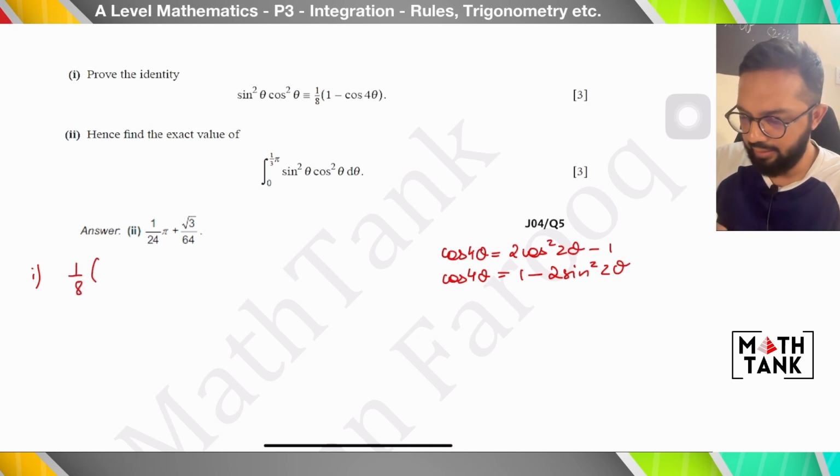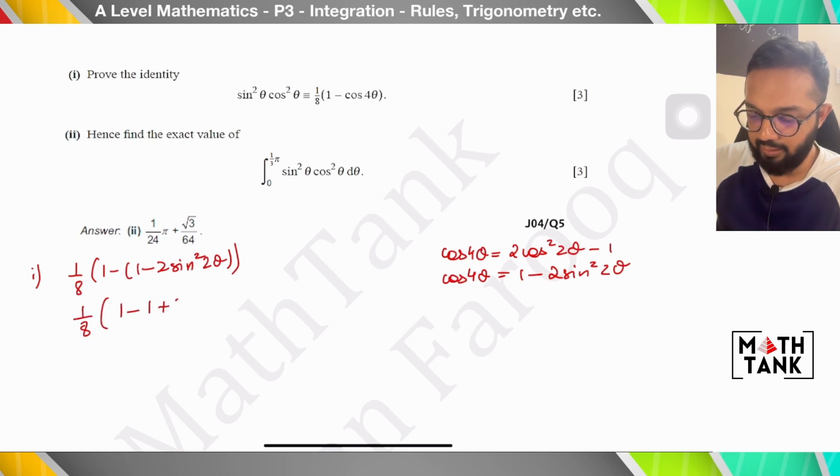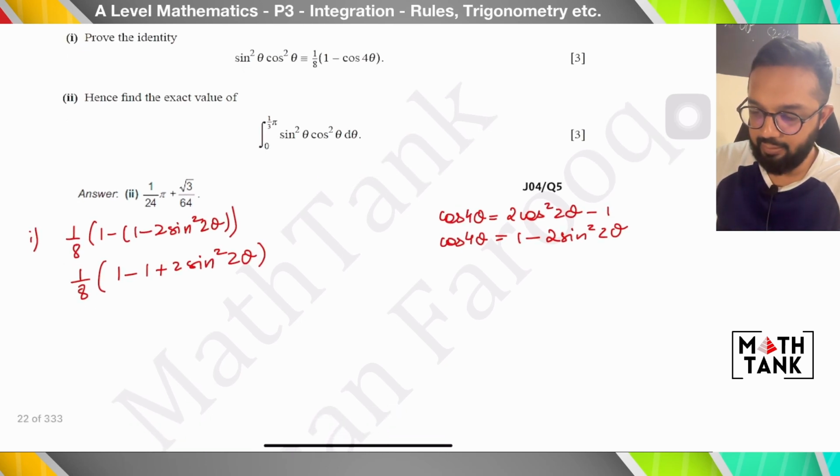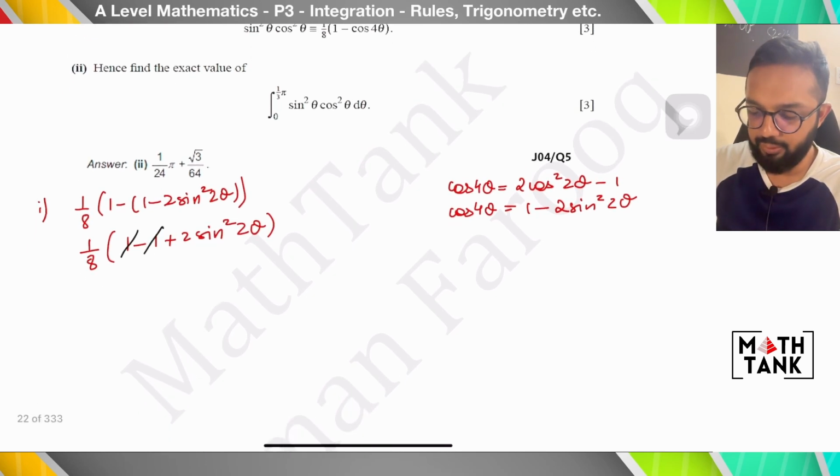I'm going to say that this can be replaced with 1 minus 2 sine square 2 theta. That will help me get rid of the 1. How will it help me get rid of the 1? This becomes 1 minus 1 plus 2 sine square 2 theta. So the 1 cancels out. I'm left with 2 sine square 2 theta. The 2 also cancels out with a 4. So I have 1 over 4 sine square 2 theta.